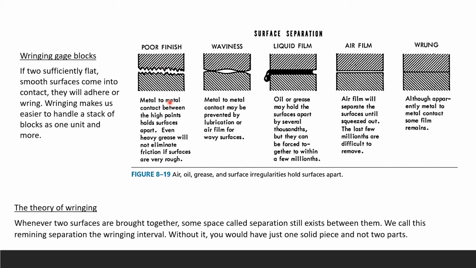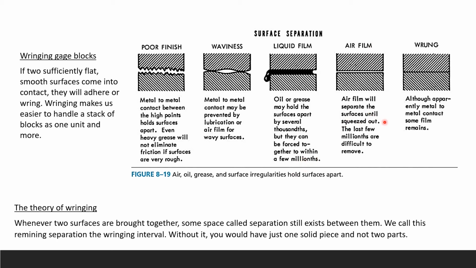So here is your metal to metal surfaces, contact between the high points holds the surfaces apart. Even heavy grease will not eliminate friction if surfaces are very rough. The next one, again metal to metal. Contact may be prevented by lubrication or air film for the wavy surfaces. Here is your liquid film, your oil or grease. They may hold the surfaces apart by several thousandths, but they can be forced together to within a few millionths. Again, you cannot sense it with your naked eyes.